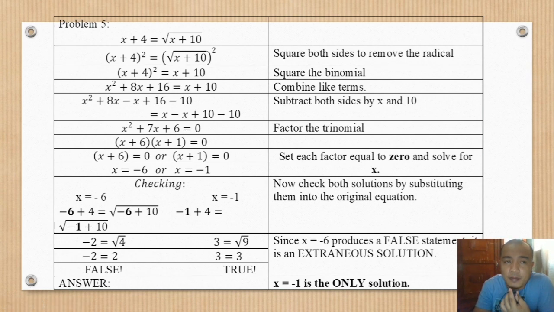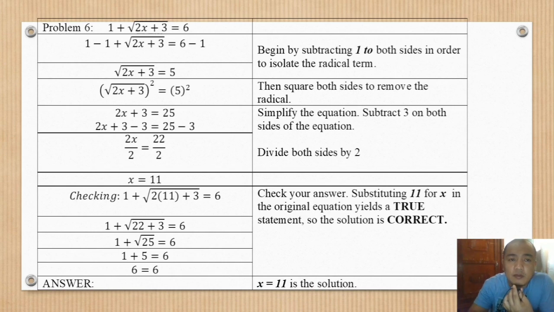Okay, so that was number 5. Let's proceed to number 6. How about this? 1 + √(2x + 3) = 6. First, we transpose 1, so it becomes 5. So √(2x + 3) = 5. Then square both sides to remove the radical. √(2x + 3) squared is 2x + 3, and 5 squared is 25. Then from here, transpose 3: 25 − 3 is 22. So 2x = 22. Divide both sides by 2. x = 11.